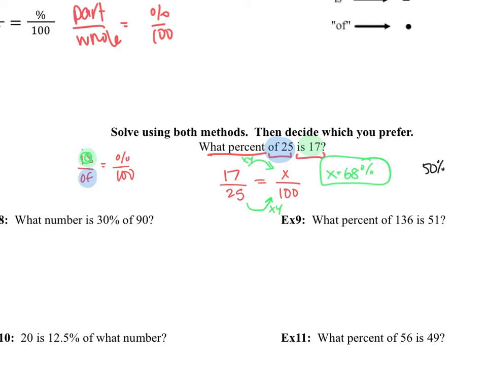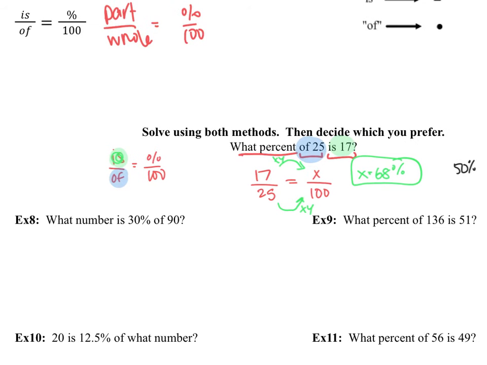Let's look at the next one. So the next one is asking me what number is 30% of 90. So I'm going to start by setting up my proportion template, and I'm going to put in my 100. The first thing I see is that I've got this 30%. So since that's the percent, that's going to go over the 100. That means 30 out of 100. Then I still have my 90.